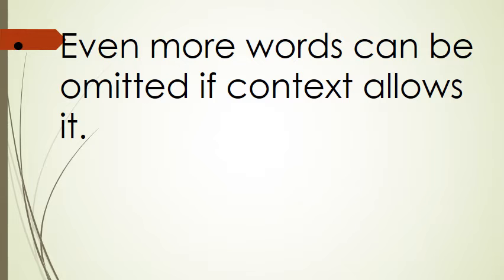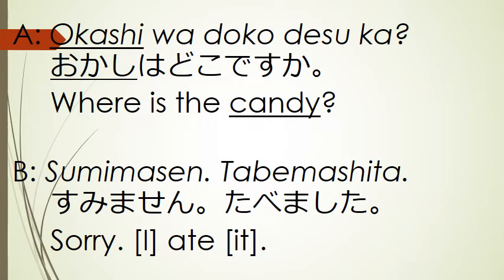If the context allows it, we can eliminate even more words from a sentence and still have it be understood, such as the direct object. So, for example, if you said to me, Okashi wa doko desu ka? Where is the candy? And I responded, Sumimasen, tabemashita. You would understand that I was saying, sorry, I ate it.